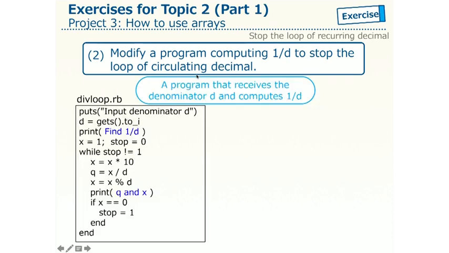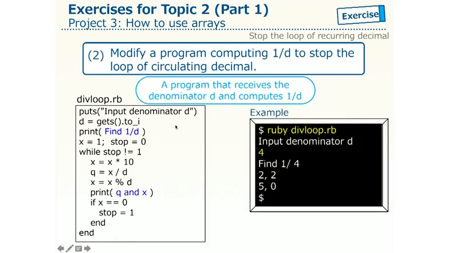Here is the original program. Let's name it divloop.rb. It runs like this. Let's see this example closely. When you run this divloop.rb, it requests for the denominator d. In this example, we enter 4. And then it will calculate 1 divided by 4. Let's compare this computation with our usual calculation.